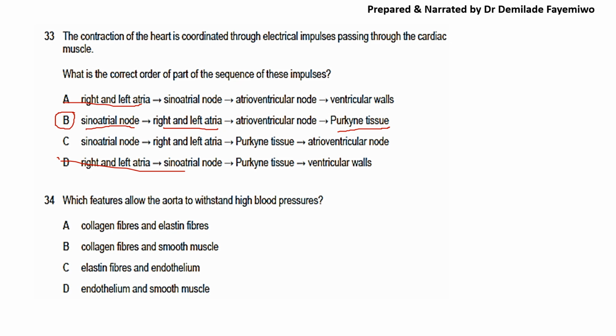All right, which features allow the aorta to withstand high blood pressure? I think this is one of the questions my students love the most. It has collagen fibers and it is also elastic. All right, so that's something that helps it. Collagen fibers and smooth muscle. The smooth muscle doesn't let it withstand high blood pressure. It lets the blood flow within the aorta without any restrictions. So that's what the smooth muscle is for. It's not the endothelium, so endothelium and smooth muscle are certainly not what you would consider here.